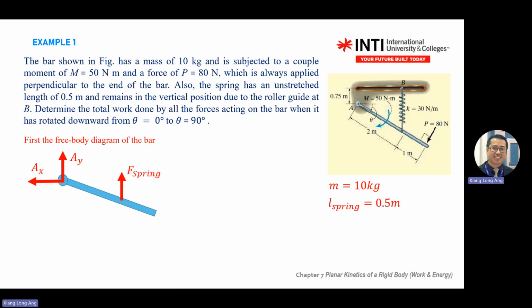Then the spring force, the P force, and this is where careless mistakes always happen. As you go deeper, you forget your W. This is usually a careless mistake. W is at the center of the rod. Then there is an M given, theta, and the length.